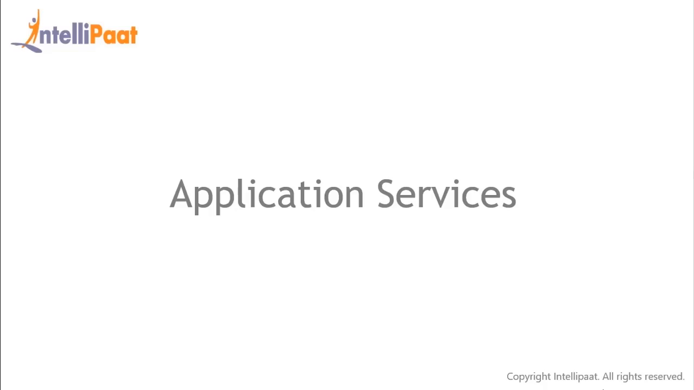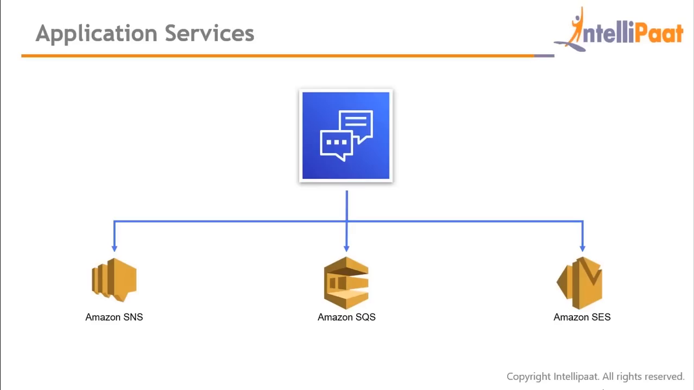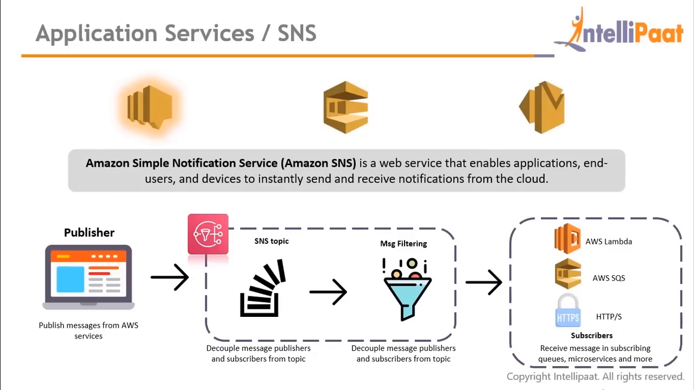Now we have arrived at the final service domain, which is application services. In application services, we will be looking at three different services. The first one is SNS, the second one is SQS, and the last one is SES. Let us first see SNS. Amazon Simple Notification Service is a web service that enables applications, end users, and devices to instantly send and receive notifications from the cloud.